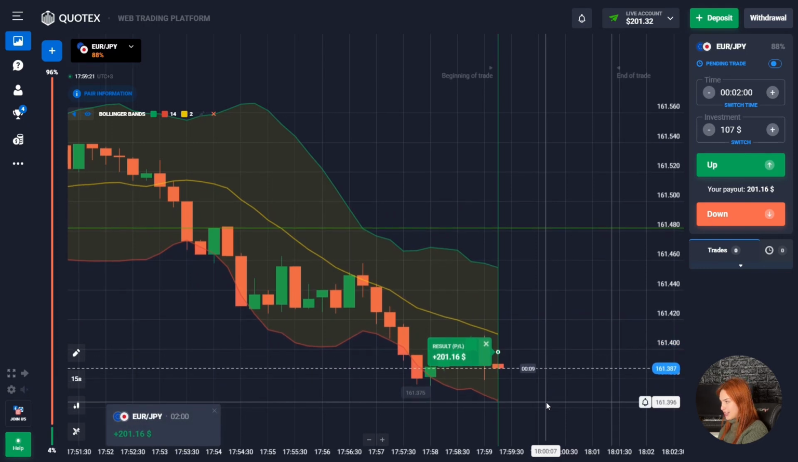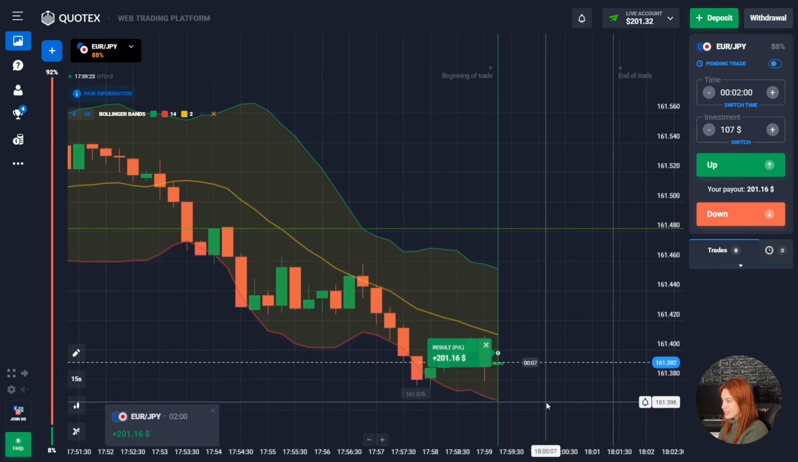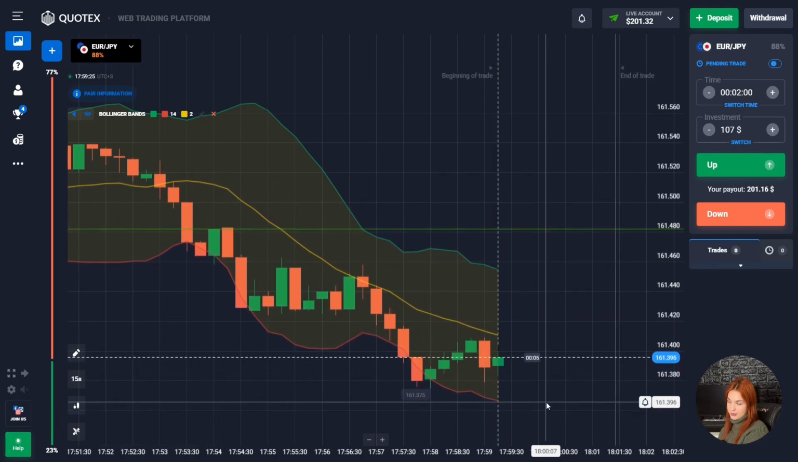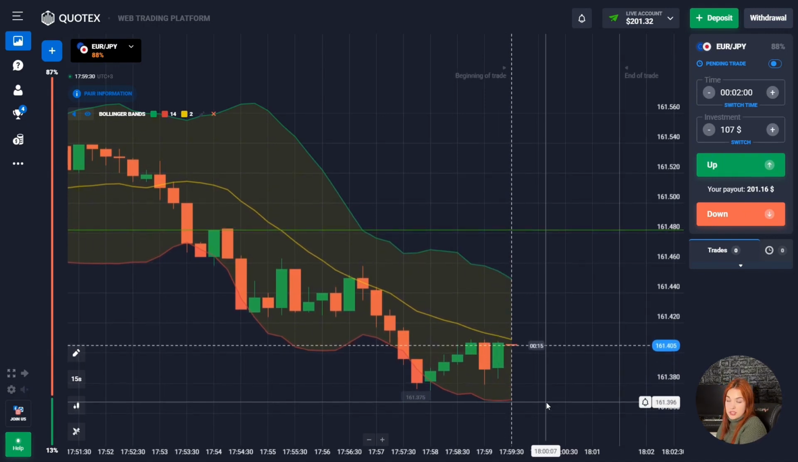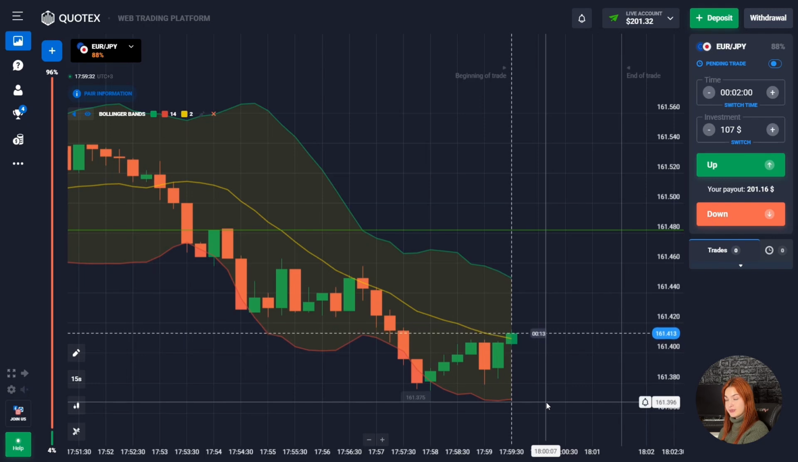It's not bad at all. As you can see, the price showed a slight decrease and our deal closed below the entry point. Guys, I got the profit here, and I think we just continue and find another situation on the market.